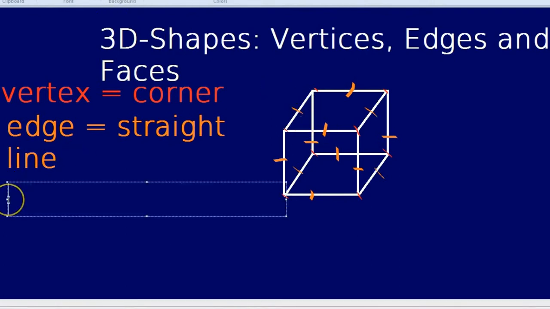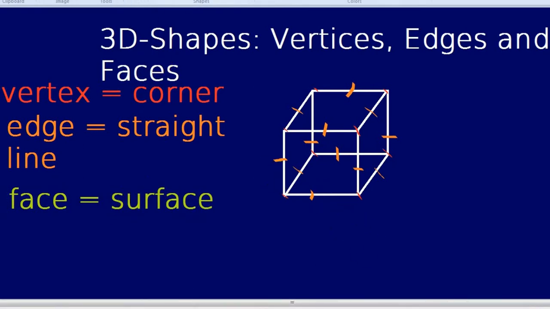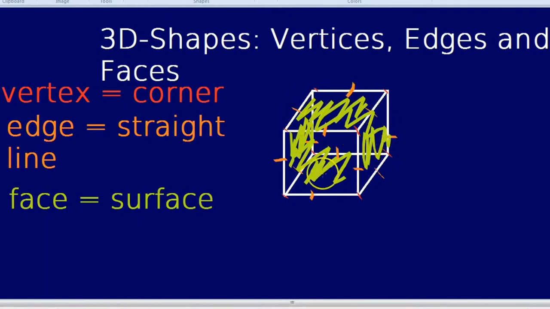And what's a face? I guess the best way to remember what a face is, it's just a surface. How many surfaces does a cube have? Well, it would have one at the front, one at the back, one at the side, another at the right hand side, that's 4 so far, one at the top, 5, and one at the base, 6. So it has 6 faces.